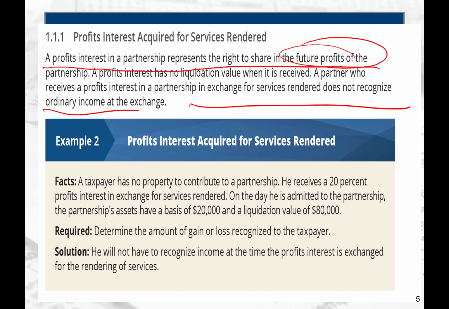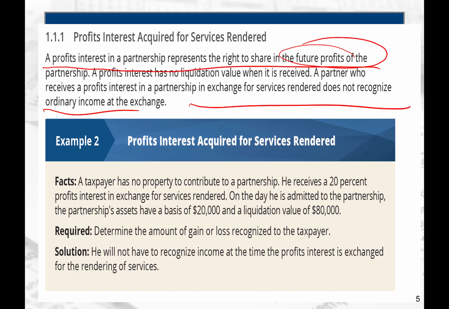Well, that's also not taxable. And you think about it, you're saying, but wait a minute, you're providing service. Isn't that taxable? No, because what? Who knows? Maybe the future profits will be zero. At this point, I've just worked my way into a right to receive income in the future. I have not received any income, so that is not taxable.